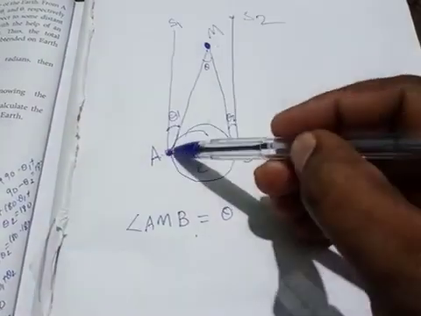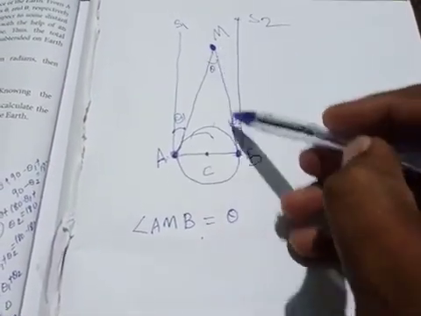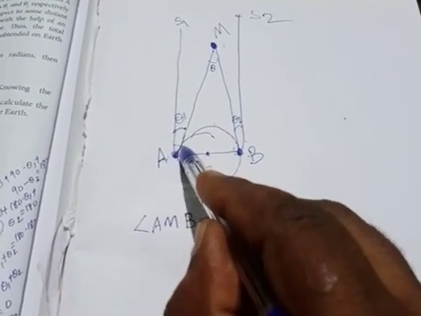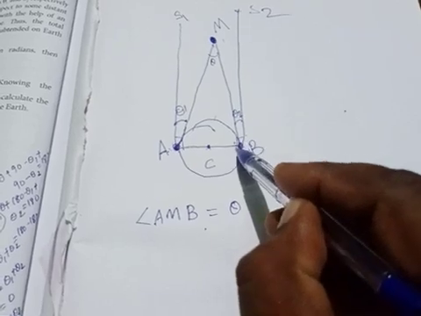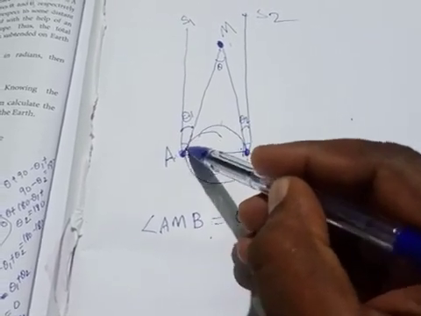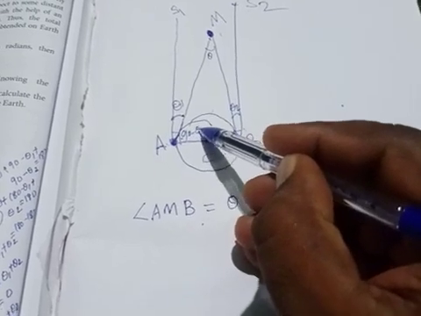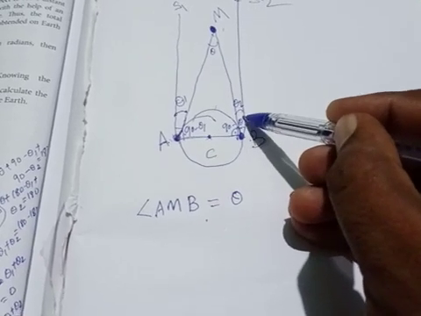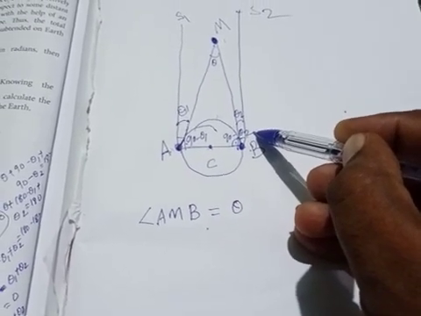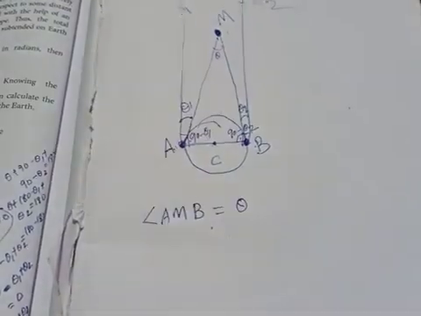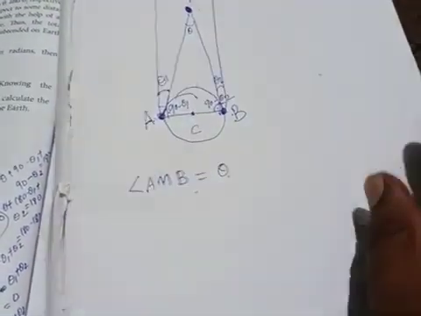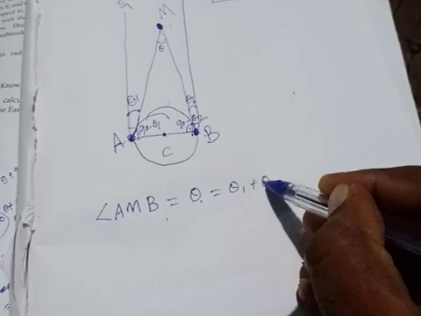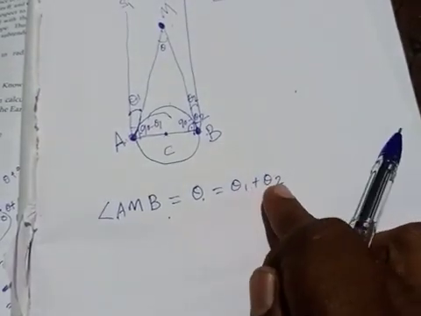You know that this is a triangle. The three angles of this triangle add up to 180 degrees, and this position is 90 degrees. This position is 90 degrees. So here you can write 90 minus theta 1, and this is 90 minus theta 2. Now, if you are finding this total angle, you see how you are getting this theta. That is what now I am showing. You will get theta is equal to theta 1 plus theta 2. I will show you how you will get this.